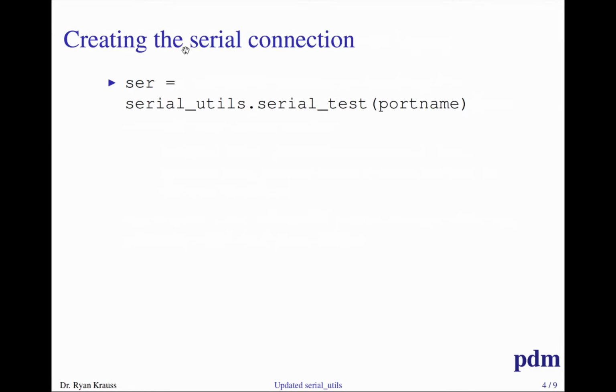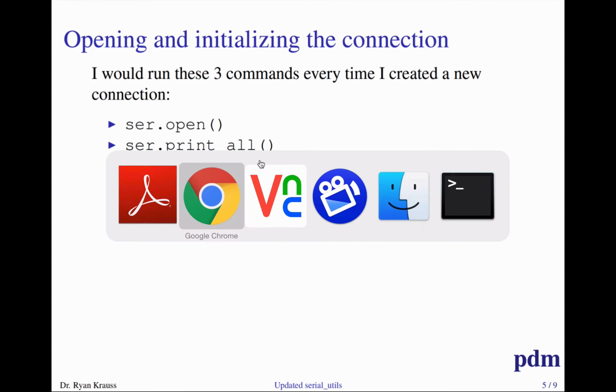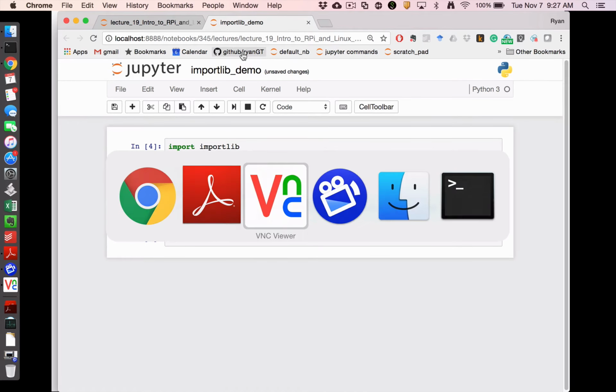Okay, and the big idea then is when I want to create a serial connection, I'm going to use serialutils.serial_test and the port name, and the example Jupyter notebook that's on your Raspberry Pis has a fancy way to get port name, and so that should all work. And so this now gets you the object-oriented serial test that has the helper functions built in. So every time I connected, and I could demo this, but I would do a .open, .print all, and then .flush. If you flush before print all, then you're going to miss any welcome messages that you have connected to yours.